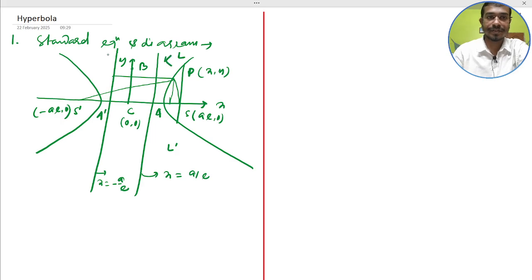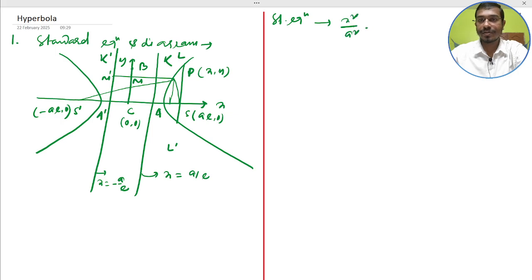Basically the K dashed, M dashed. So now, first one, the standard equation. Standard equation, that is x square by a square minus y square by b square is equal to 1. This is the standard equation.